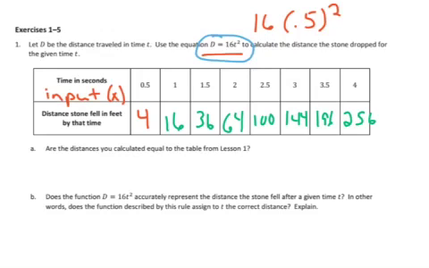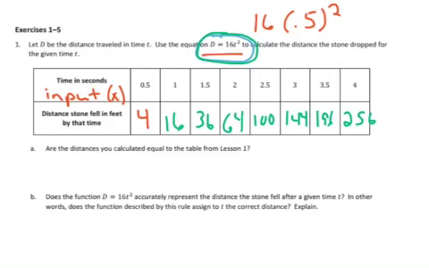So here are my table of values. Like I said, all I did was plug all of my inputs, or my times, into that equation. So if you didn't get the table of values, make sure to ask your teacher in class. It says, are the distances you calculated equal to the table from lesson 1?